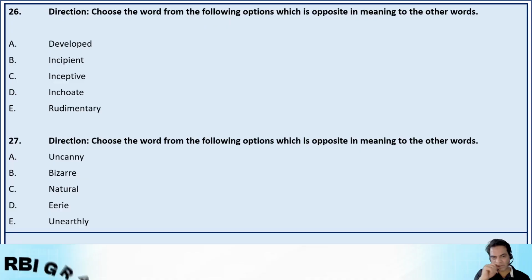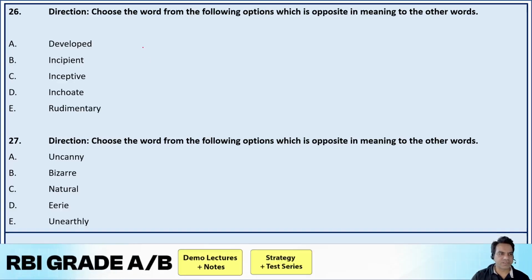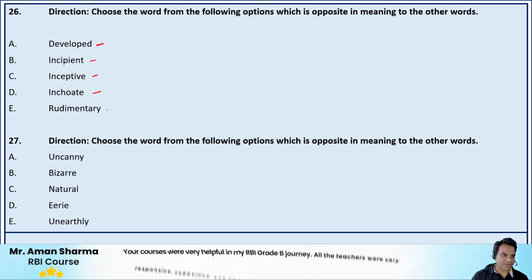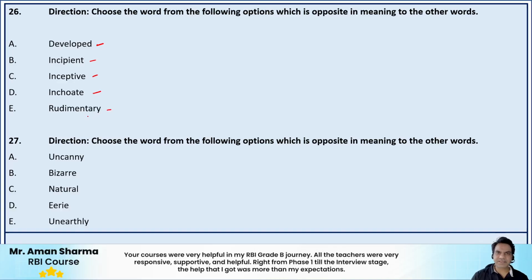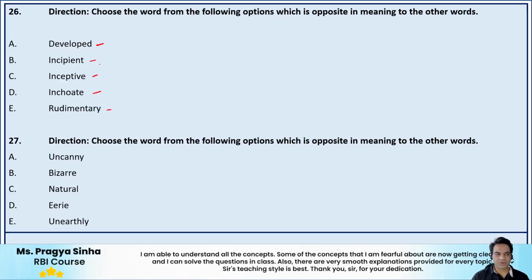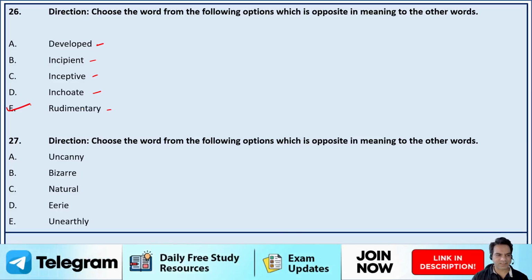Choose the word from the following options which is opposite in meaning to the other words. So, odd one out. We have to find the odd one out from the given words: developed, incipient, inceptive, inchoate, and rudimentary. So guys, rudimentary is something very raw. Inchoate, inceptive, incipient, and developed are matured, right? Grown. So rudimentary is the only odd one out. So option E is the correct answer.